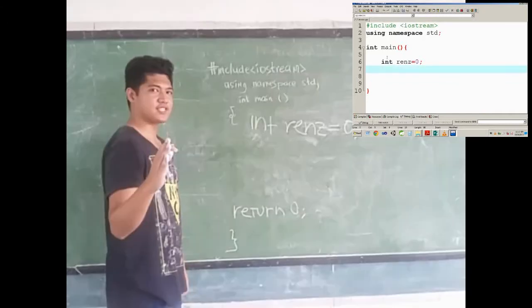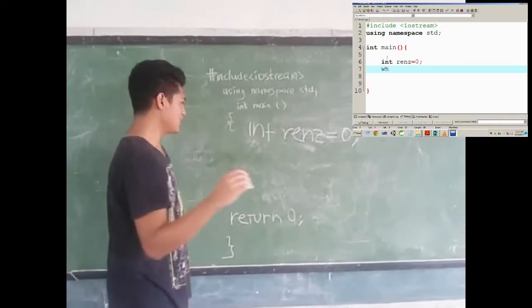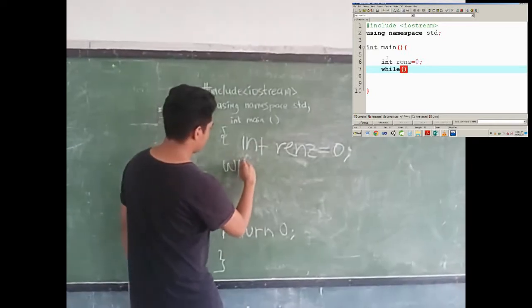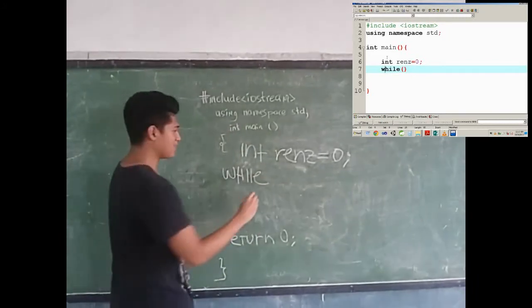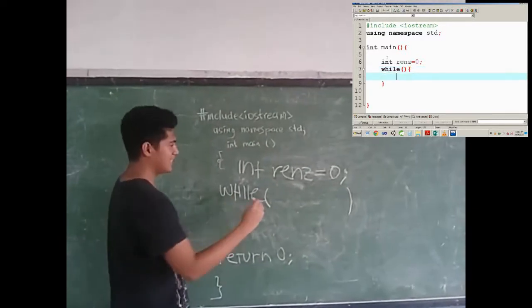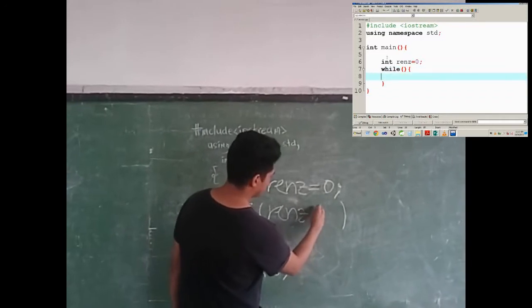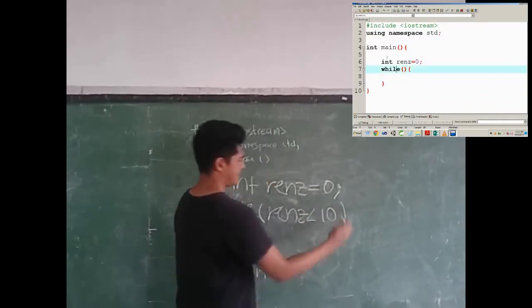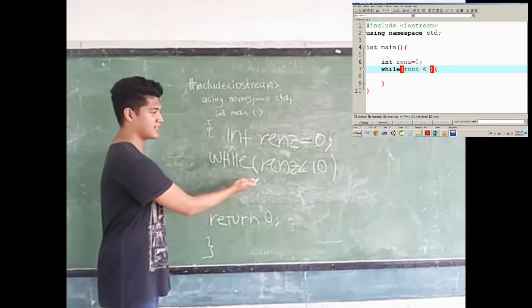Next, we're going to proceed to the condition using the keyword while and an open parenthesis, and we're going to put the variable less than 10 for an example. Now, we're done with the condition.